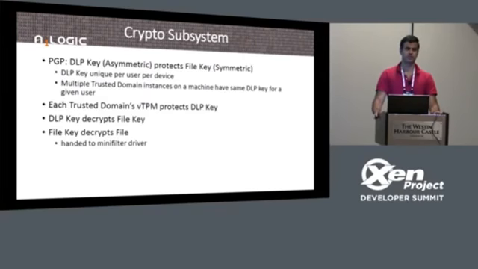Now, for the crypto subsystem, we are using a PGP-like design in which you have a DLP key, which is asymmetric, and which encrypts a file key, which is symmetric, which encrypts a file.